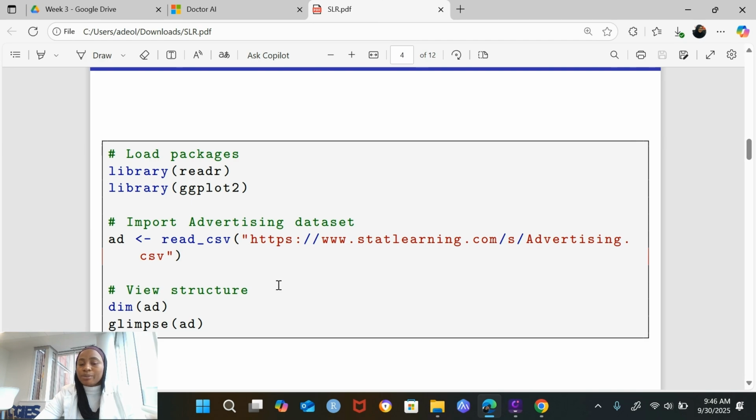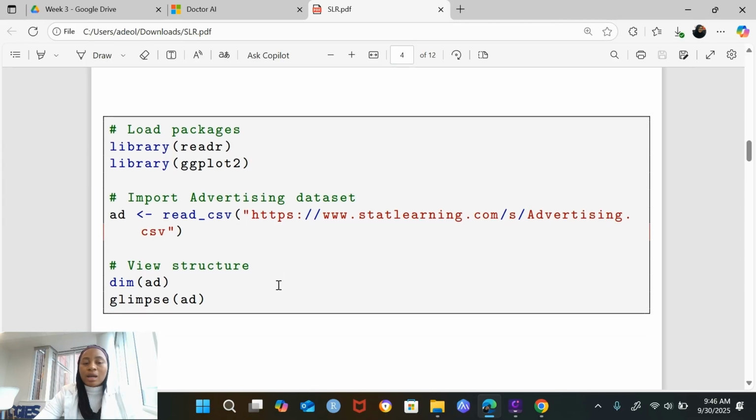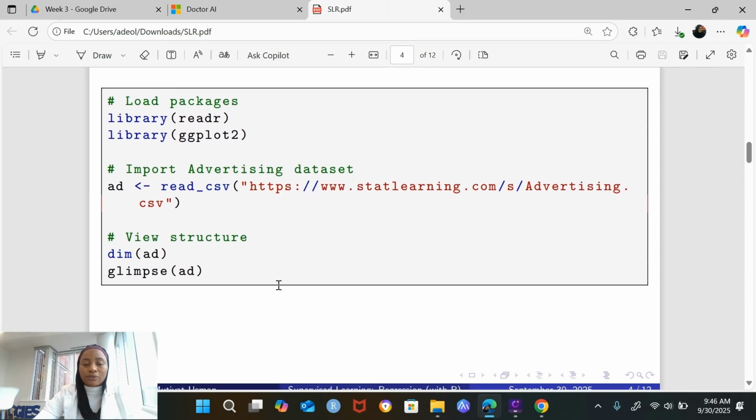Then we can do a little bit of glimpsing at the data. You can use the glimpse function. You can use the structure function. We can use a lot of things just to view and have an idea of our data, and then we can check the dimension of our data, of course.